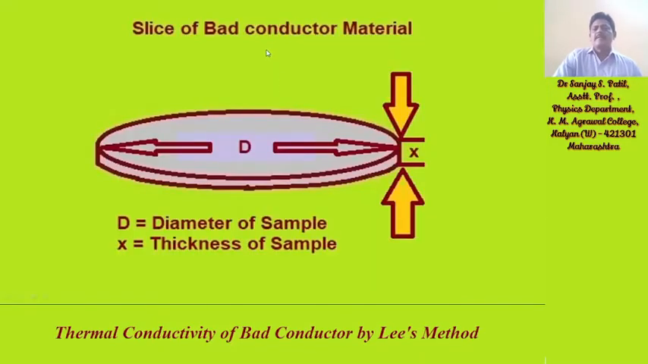The slice of bad conductor, which has diameter D and thickness x, is to be measured. Thickness is to be measured with the help of a screw gauge micrometer, and the diameter of the slice of bad conductor is to be measured with the help of a vernier caliper.